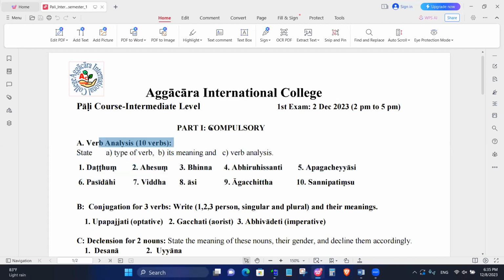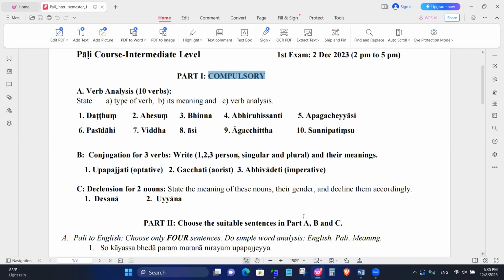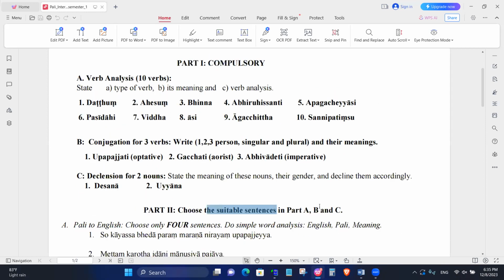And make sure you read the question very well. This one is compulsory. Part two, you can choose the suitable sentences, so there are options for part two. But part one is compulsory. So this is a verb analysis, and this is a conjugation, and this is declension. Since this is an advanced intermediate class, most students will not make mistakes.